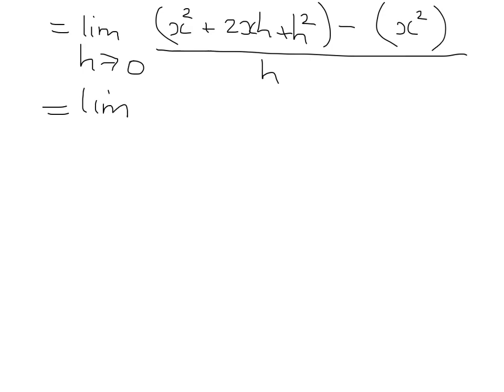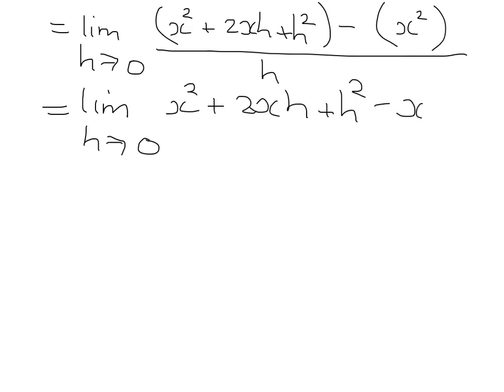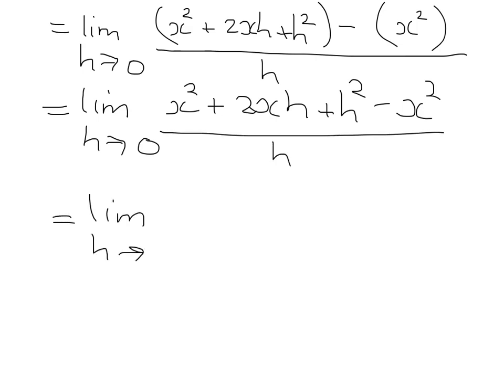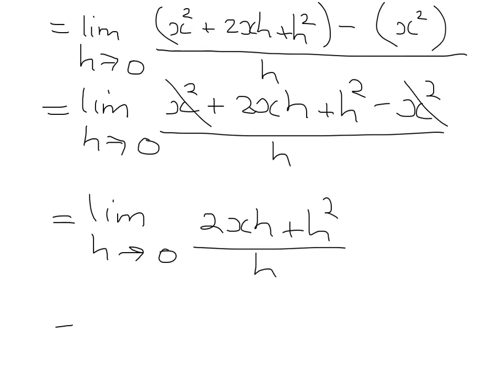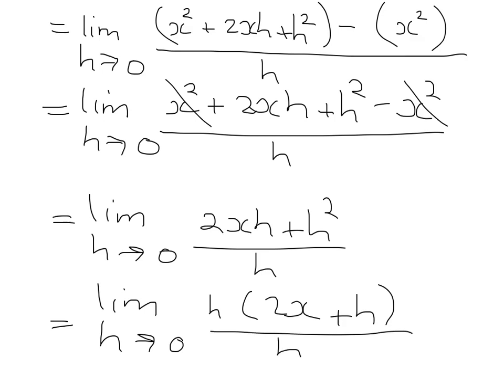Okay, and then what you expect is that everything in the numerator without an h in it will cancel out, because then we're going to divide by the h in the denominator. And that's true. So what we've got is the limit as h approaches 0. The x squareds will cancel out, and we've got 2xh plus h squared all over h. And then we're going to divide through by h, or take h out as a common factor. h outside of (2x plus h) all over h. So we're left with the limit as h approaches 0 of 2x plus h.